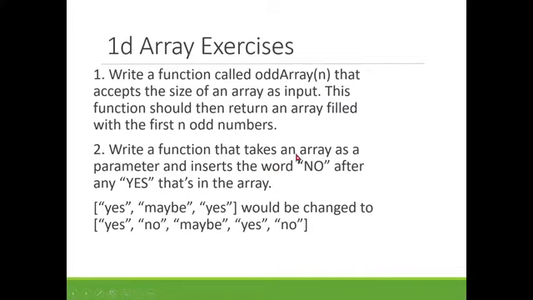Second one, write a function that takes an array as a parameter and inserts the word no after any yes that's in the array. Don't worry so much about uppercase and lowercase. I think just make it work. If you want to, just make it work with all lowercase. And so if the parameter array was yes, maybe, yes, it should be changed. And so we're changing the parameter array and inserting no's after each yes, and it becomes yes, no, maybe, yes, no. And so find each yes, and insert a no afterwards.